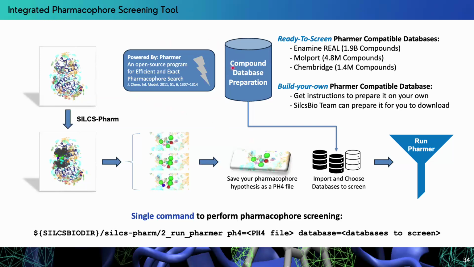Farmer needs pre-prepared databases to perform the screening. Users can get ready to screen Farmer compatible databases like Enamine Real, Molport, and Cambridge from us, or users can build their own database for which SILCS Bio team can assist. With a single command, as shown here, users can perform the pharmacophore screening. For a database like Molport, this takes about 20 minutes on a single core CPU, while the process can be parallelized on multiple cores to reduce the screening time further.